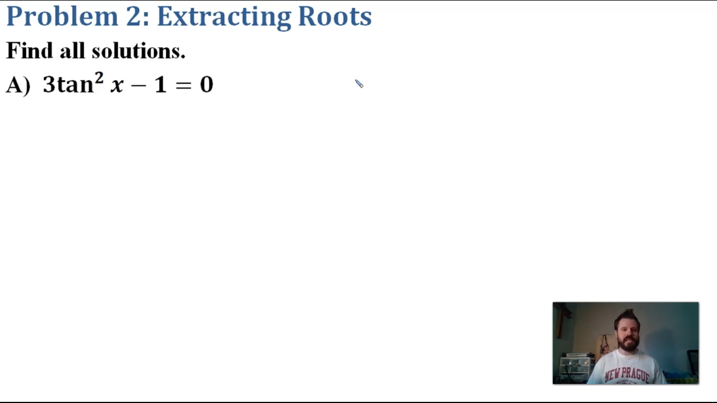Problem 2 I'm going to say is the extracting roots example. Find all solutions. And as you look at this equation, the big difference is this squared here. We're going to need to get rid of that. We're going to need to extract it. That's why this one's called extracting roots.